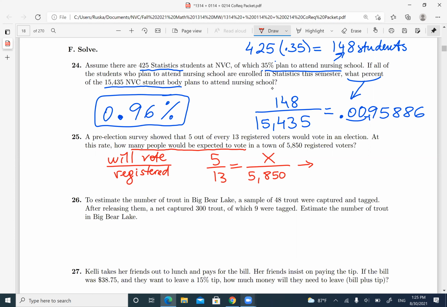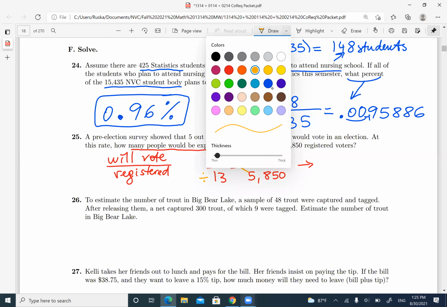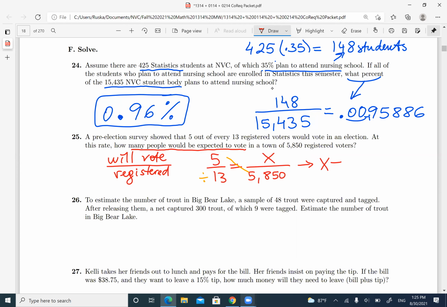I'm multiplying the 2 numbers opposite to each other, 5 times 5,850, and I divide by 13, right? Mhm. Okay, good job. So that's what you're going to get. You're going to get X equals.